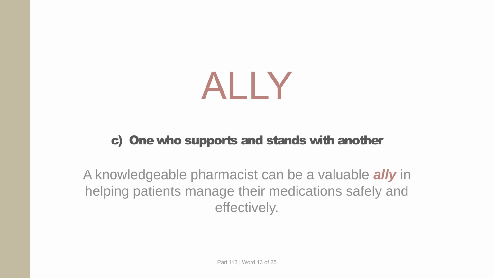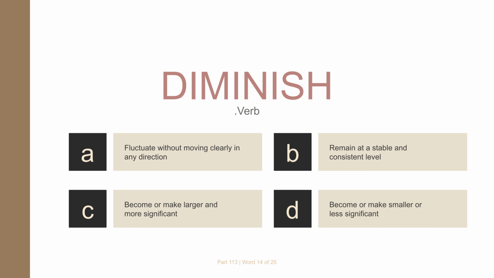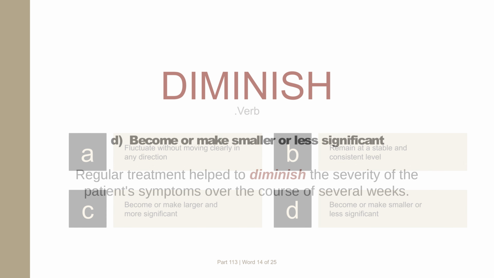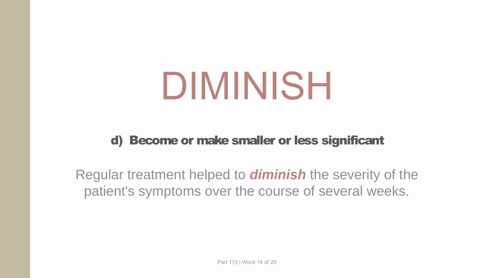Question 14. What is the meaning of diminish? Option A. Fluctuate without moving clearly in any direction. Option B. Remain at a stable and consistent level. Option C. Become or make larger and more significant. Option D. Become or make smaller or less significant. Correct answer, option D. The correct meaning of diminish is become or make smaller or less significant. Example: Regular treatment helped to diminish the severity of the patient's symptoms over the course of several weeks.